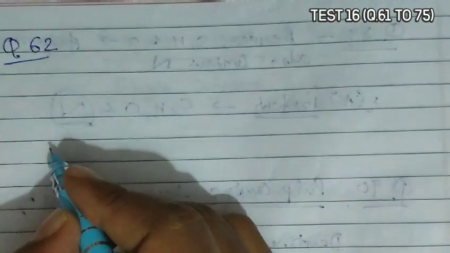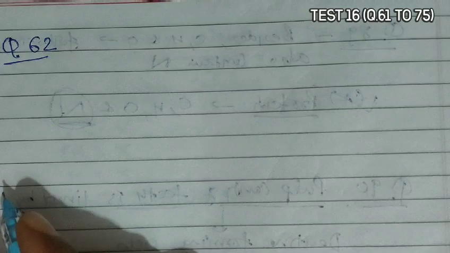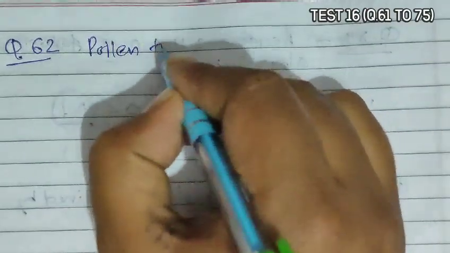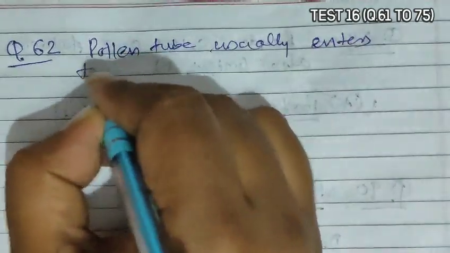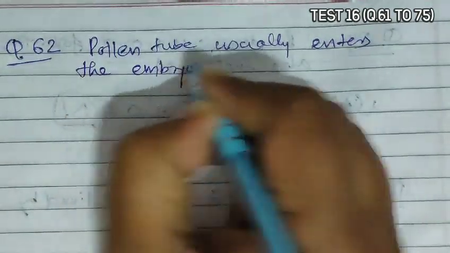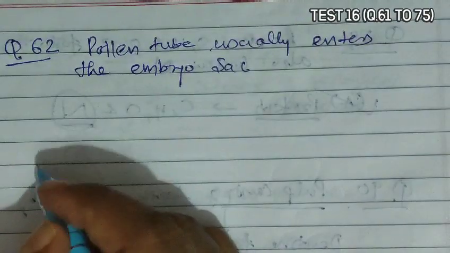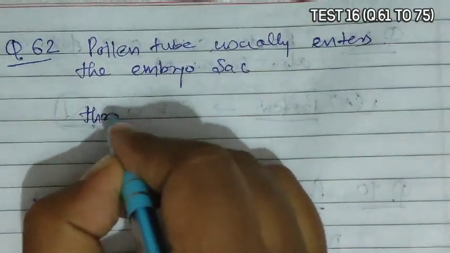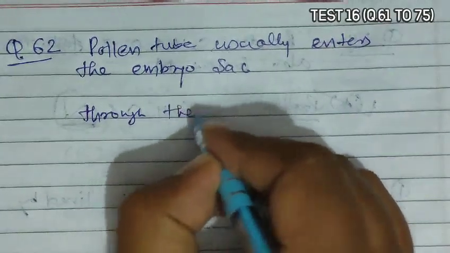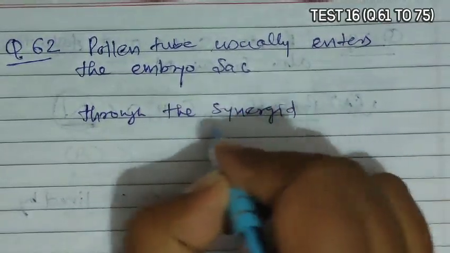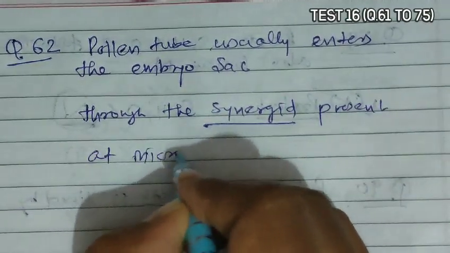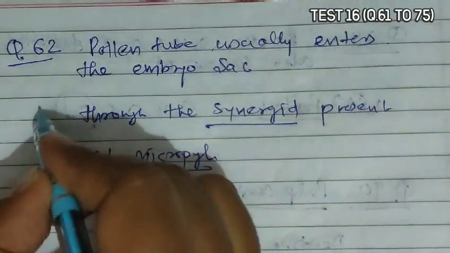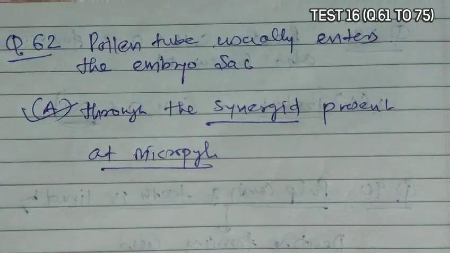Question 62. Question 62 asks that the pollen tube usually enters the embryo sac through the synergid, actually the degenerated synergid present at the micropyle. So option A is the correct answer.